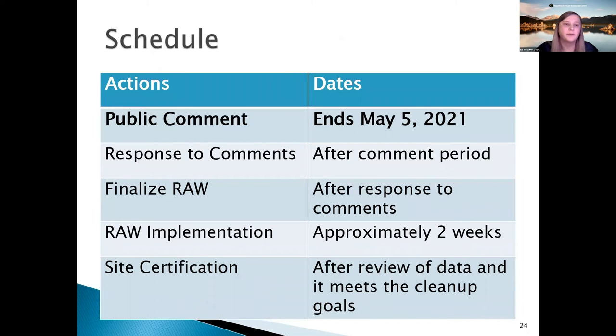So, schedule for the project. Currently the public comment period ends May 5th. After the close of the public comment period, DTSC will receive and respond to any comments received. Once we have responded to those, if modification to the RAW is necessary, we will make it at that time. After that, we will finalize the RAW. When we implement it, that implementation will take approximately 2 weeks, and then once cleanup is complete, DTSC can certify the site. This will occur after excavation is complete.